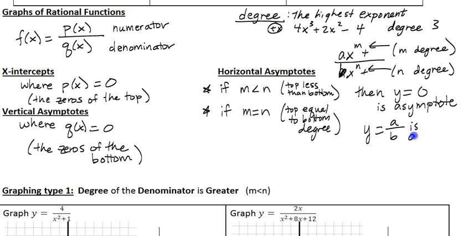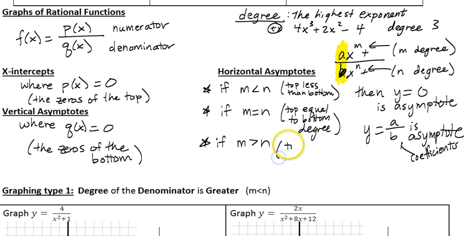And when I say a over b, that came from the polynomials, and they're the very front coefficients, or the coefficients of the highest power term. So a and b just stand for the coefficients of the two polynomials. Okay, last but not least, if I look at the degrees of the polynomial and the top is greater than the bottom, there is no horizontal asymptote.